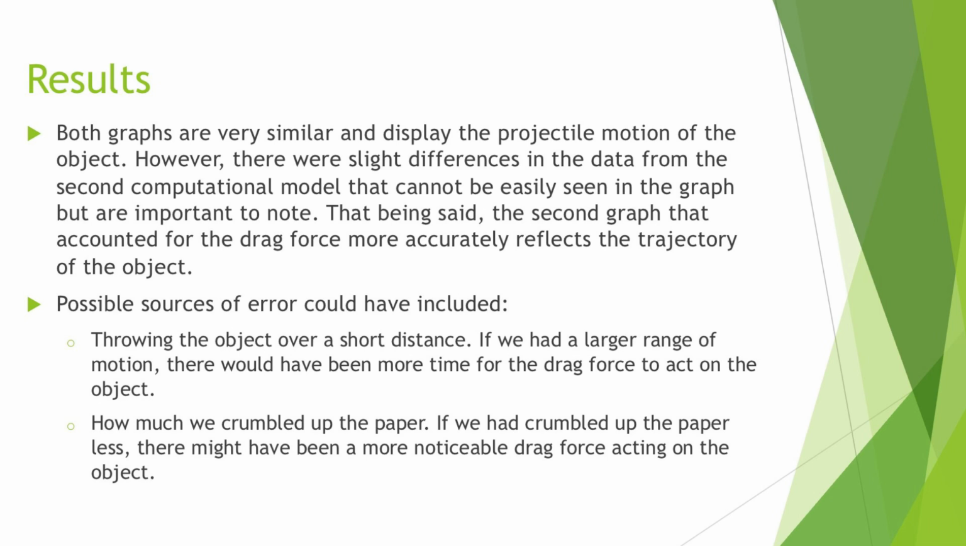Possible sources of error could have included throwing the object over a short distance. If we had a larger range of motion, there would have been more time for the drag force to act on the object. Another source of error could have been how much we crumbled up the paper. If we had crumbled up the paper less, there might have been a more noticeable drag force acting on the object.